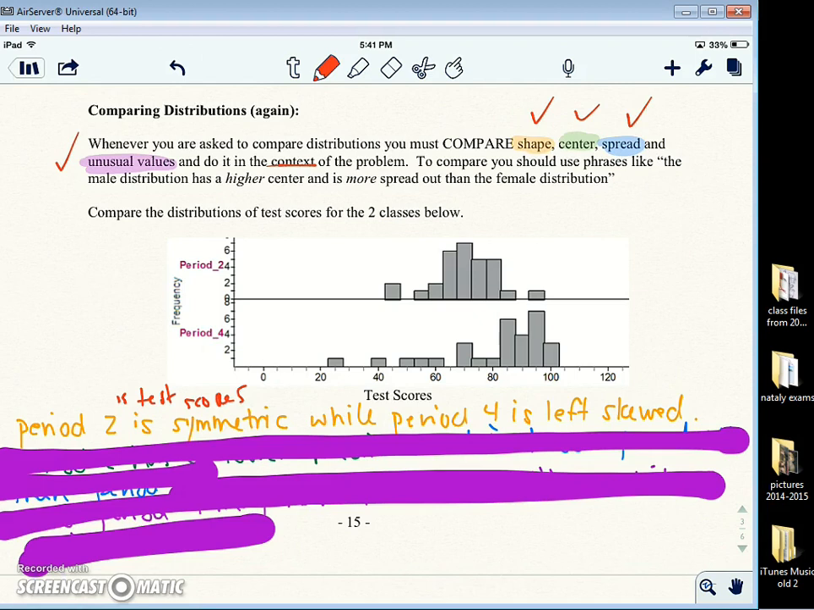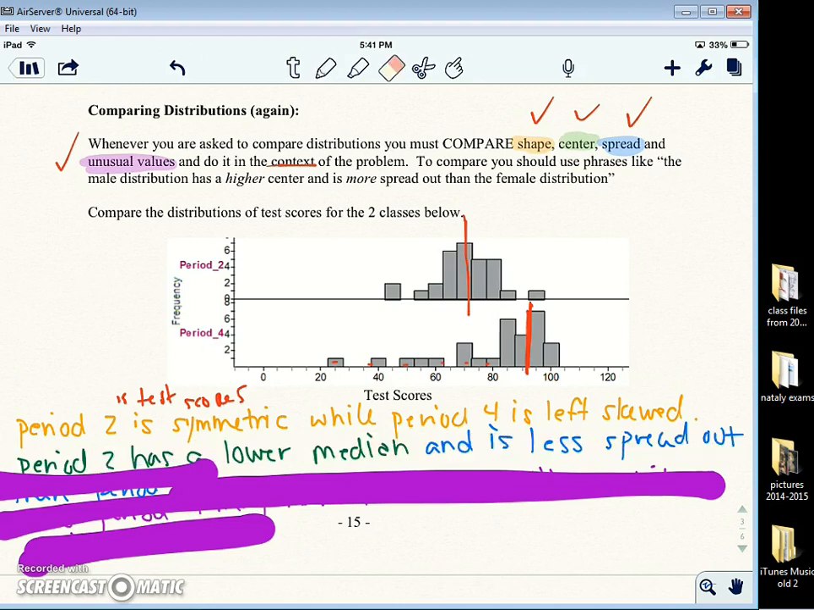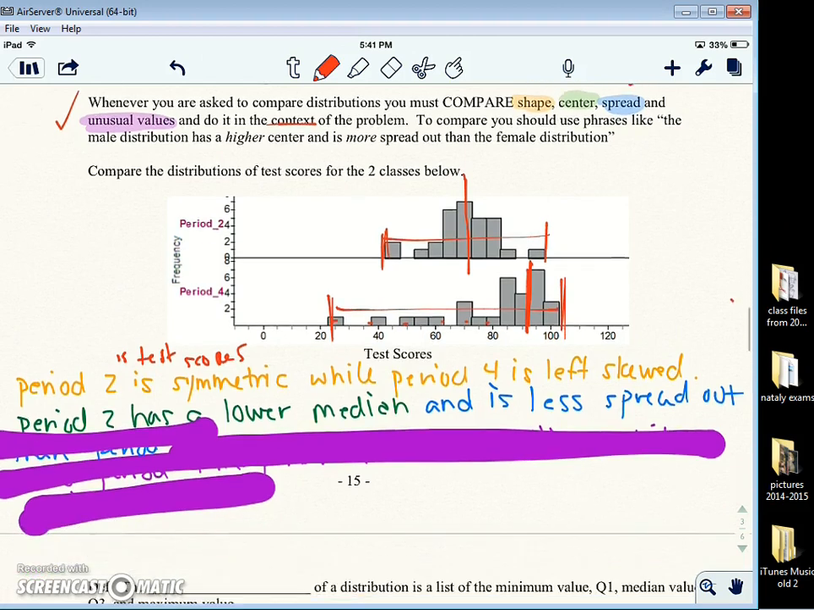Okay, the next part you want to look at is the center. We don't know exactly where the center is, but if you were to look at it, the center here is about here, and we're counting up numbers. The center here is probably here. So we could say something like period 2 has a lower median and is less spread out. So that's talking about the spread, because period 2 is from here to here, while period 4 is more widely spread. And again, you probably want to talk about test scores to add the context.